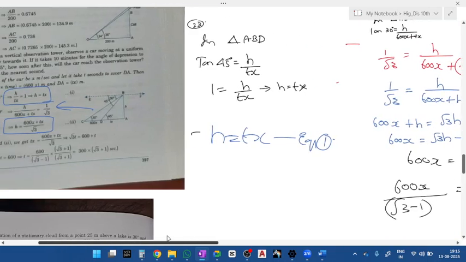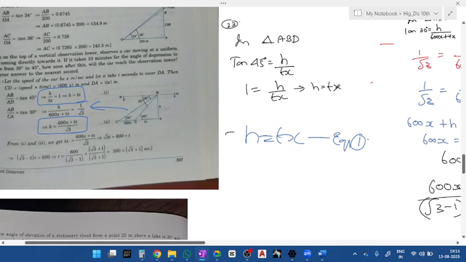Why is this x not getting reduced? One minute, students. Tx is equal to 600x plus root 3 t. Okay, there is some mistake in the value. 600x is given. X is what?